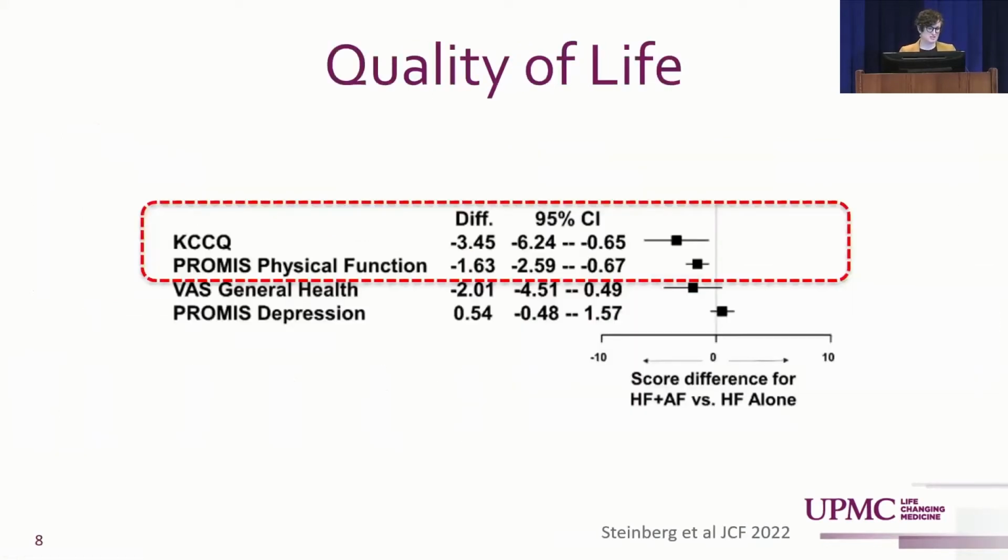Quality of life is also an issue. So the Kansas City Cardiomyopathy Questionnaire grades quality of life for patients with heart failure. And the PROMIS Physical Function Questionnaire really looks at their day-to-day function, their ADLs, the things they're able to do.